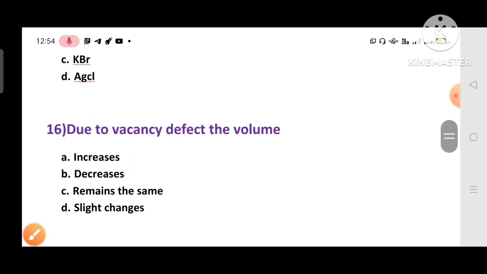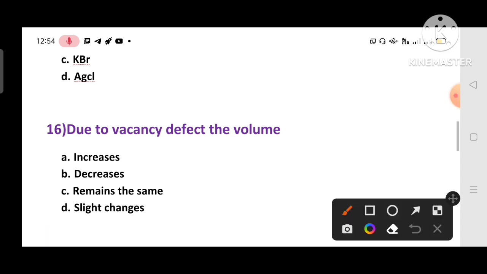Next question. Due to vacancy defect, the value. Option A, increases. Option B, decreases. Option C, remains the same. Option D, slight changes. And the right answer is option C, remains the same.